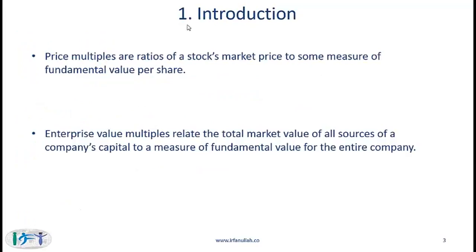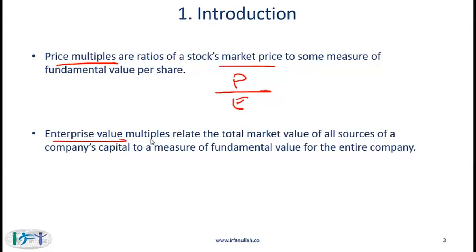A very quick introduction. I'm sure you know this already, but just to get the ball rolling. Price multiples are ratios of a stock's market price to some measure of fundamental value per share. So always in these price multiples, the numerator is the current share price. Then the denominator could be earnings per share, book value per share, or some other measure. And we'll be going over several price multiples in this video.